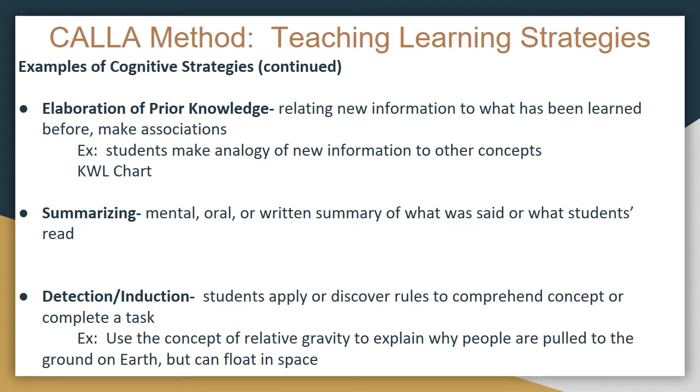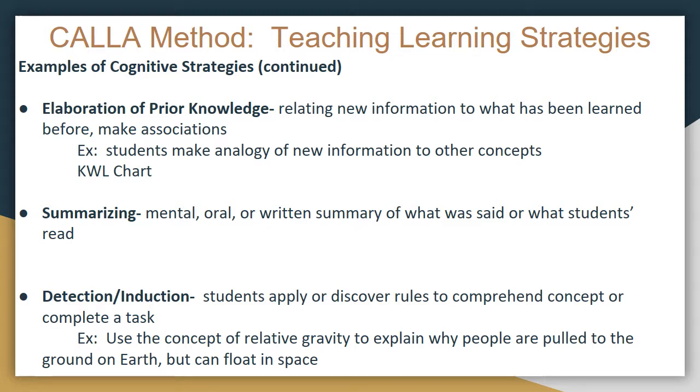Likewise, a cognitive strategy could be an elaboration of prior knowledge. So students relate the new information to what they've learned before using things such as a KWL chart, showing what they know, want to know, and what they have learned in this specific lesson. Summarizing is another cognitive strategy. Students could either do an oral summary or a written summary of what was taught or what they read or what they learned.